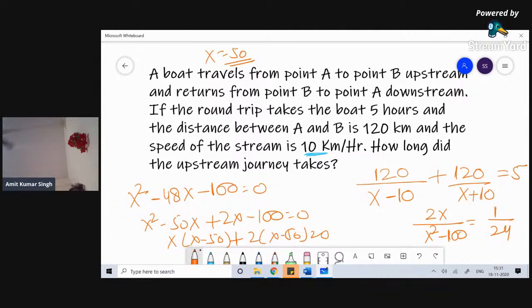So how long does the upstream take? That would be 120 divided by 50 minus 10, that is 120 by 40, which is 3 hours. Anyone, any doubt? Answer is 3 hours, guys. Please check, the solution is in front of you. Please check your answer.